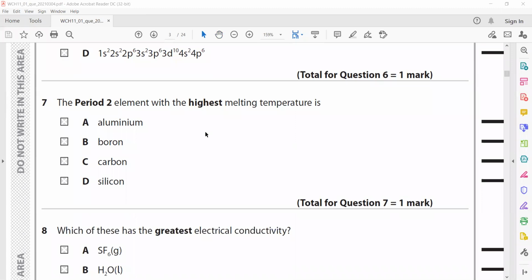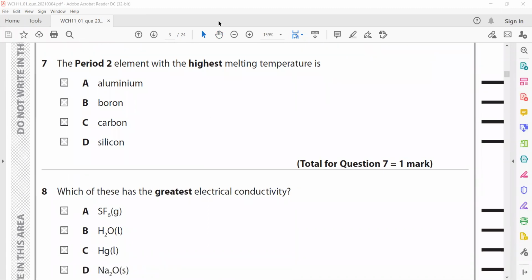The period 2 element has the highest melting point. Across groups 1, 2 and 3, the melting point increases, and then for group 4 the highest melting point is there. The reason is that they have a macromolecular, giant structure. That's why we have carbon in period 2. Silicon also has a high melting point, but that's not in period 2.